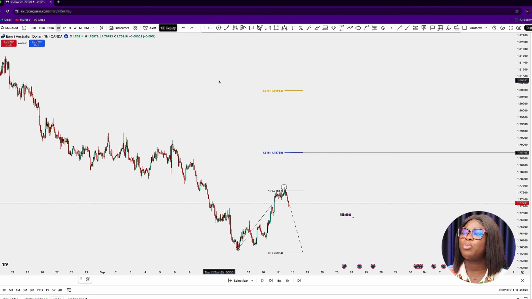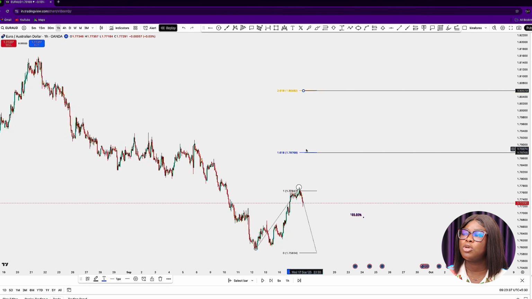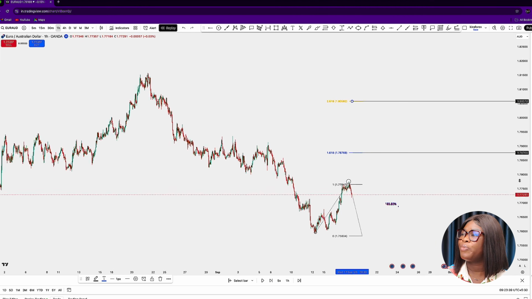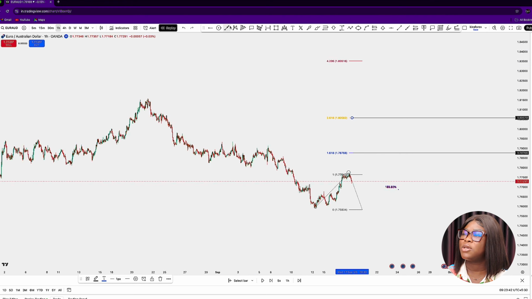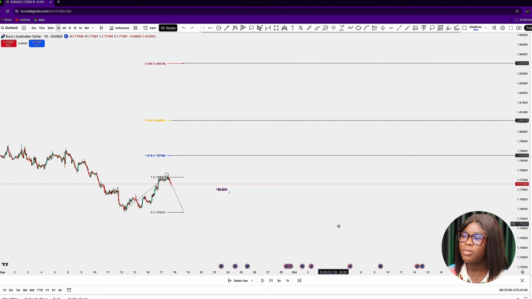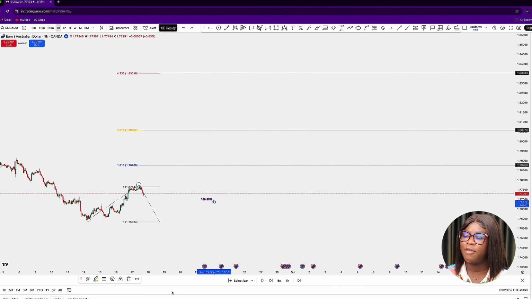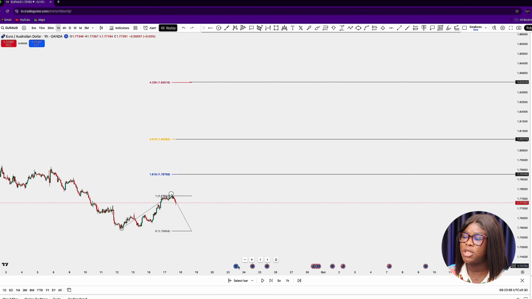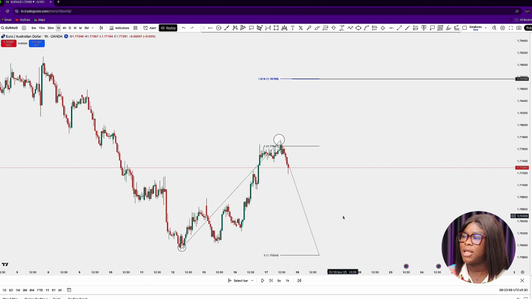Then the second take profit will be here in case price continues moving up. You can see we still have another number here. Then the third take profit will be here. But we are going to mostly be concentrating on here and then here. So let's see the behavior of price after the Fibonacci retracement and the Fibonacci extension.